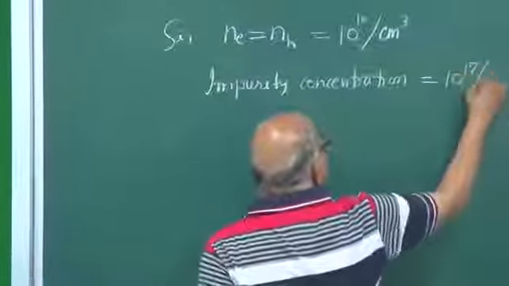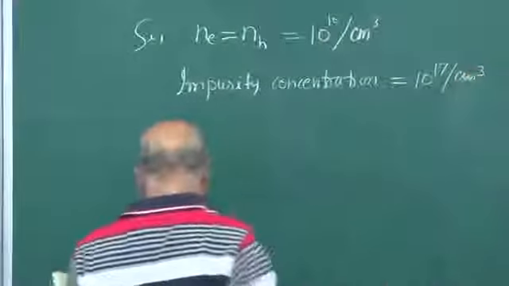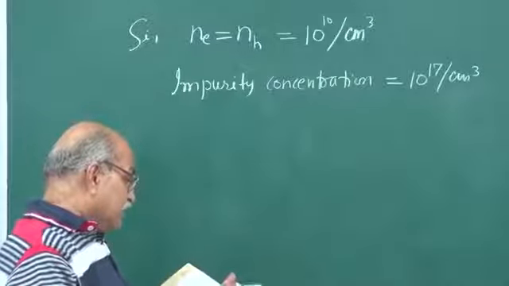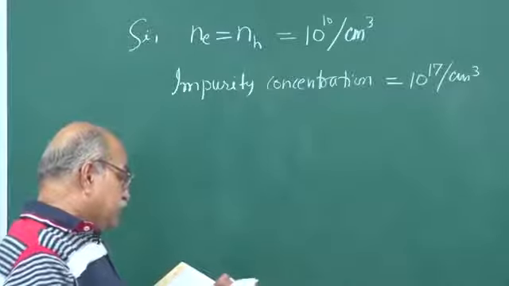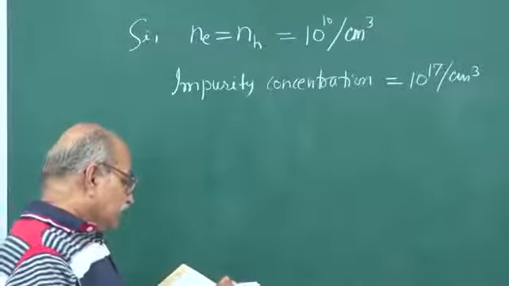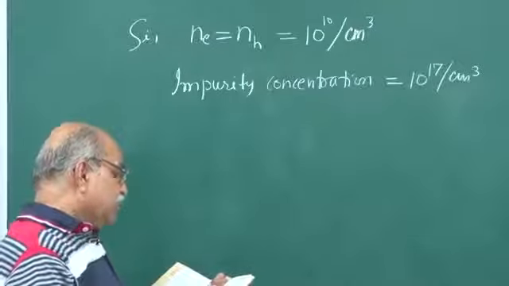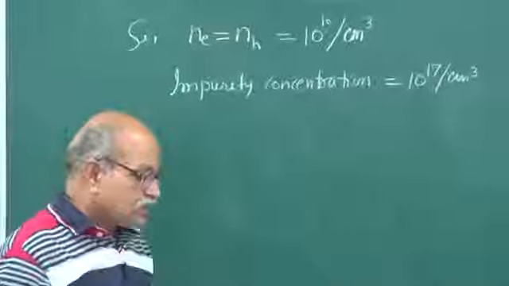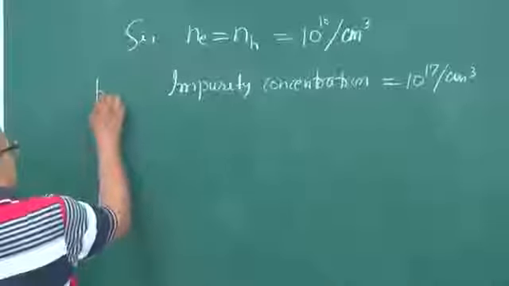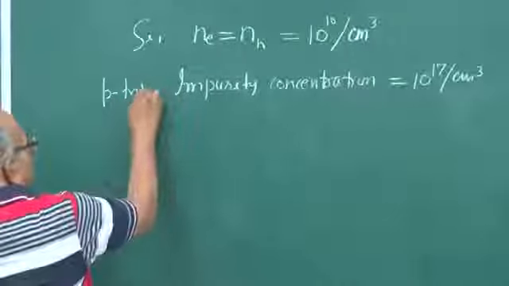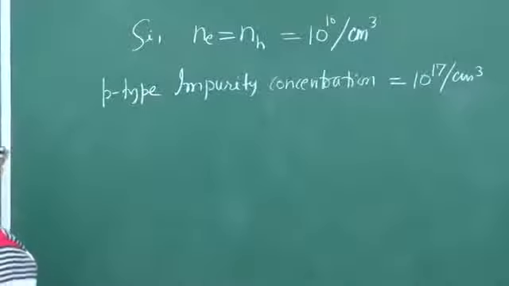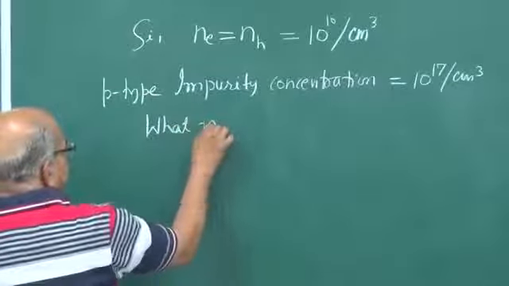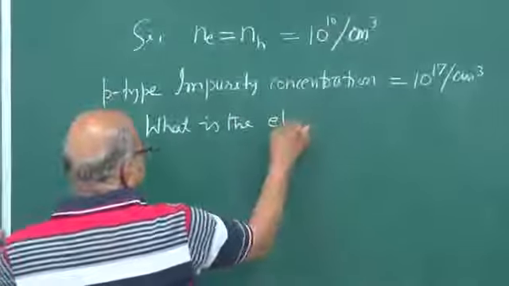Power 17 per centimeter cube. Okay, p-type. This is p-type. A p-type semiconductor is made by this dopant, with the dopant concentration given here. And the question is, what will be the electron concentration? So this is a p-type or acceptor impurity which we are doping. And the question is, what is the electron concentration?